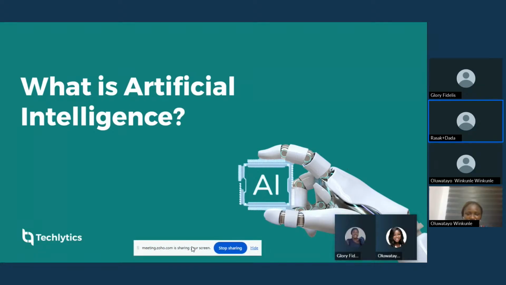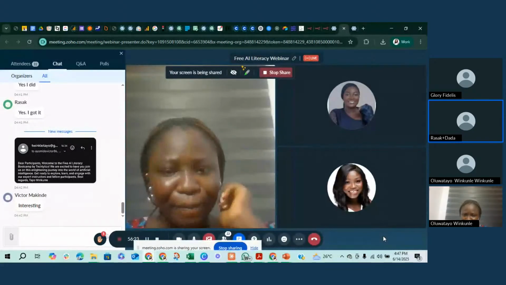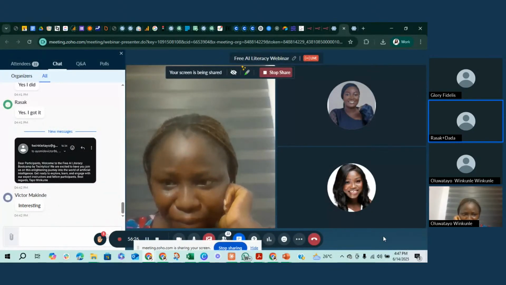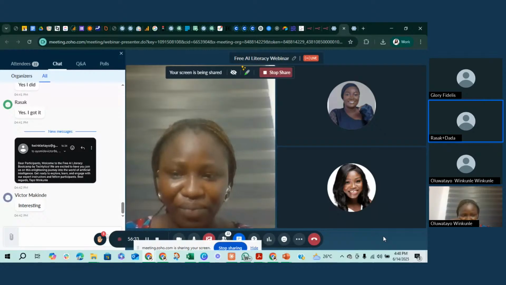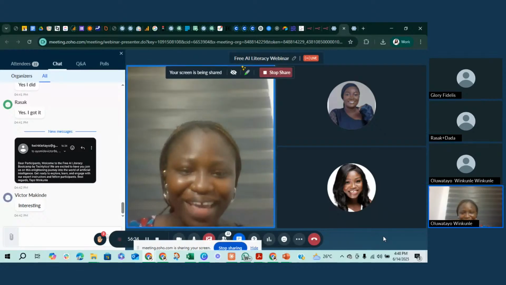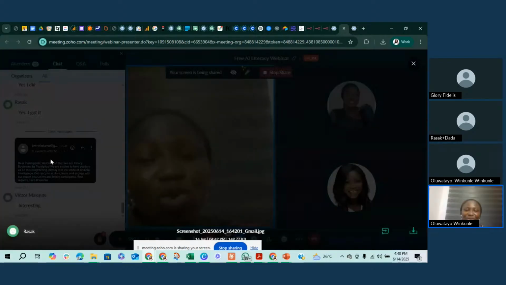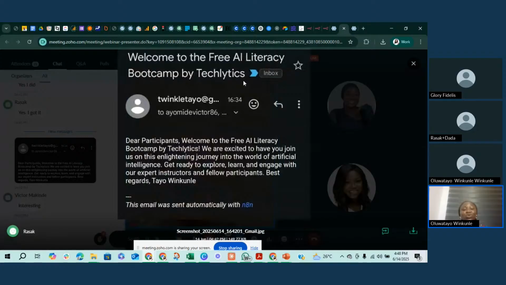Okay, yes. So from my own interaction with ChatGPT and Copilot, it's more of a machine that has been trained or designed to do one or two things that a human being has been doing for ages in a faster and more efficient manner. It's the ability of machines to help us do tasks in a faster and more efficient manner. Thank you so much.